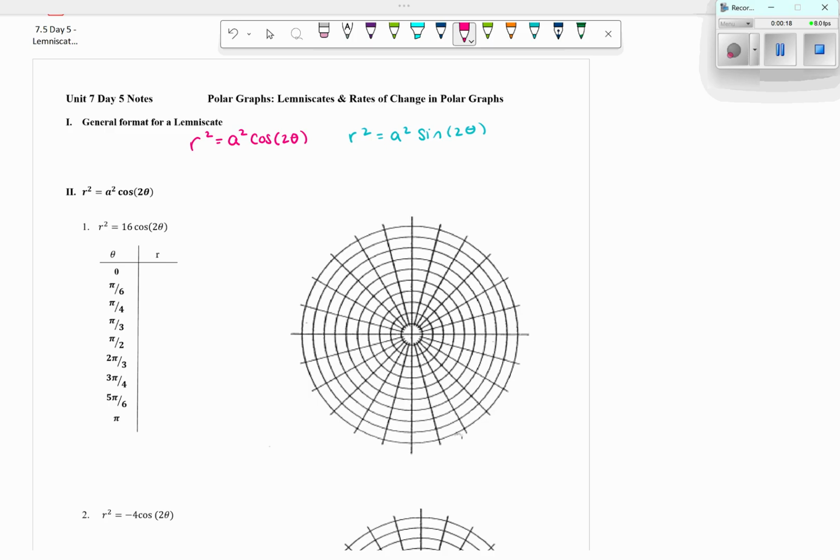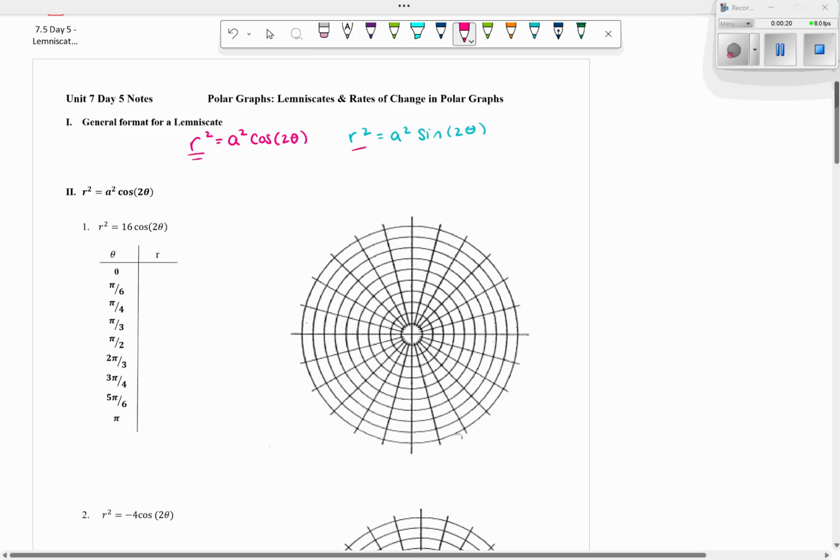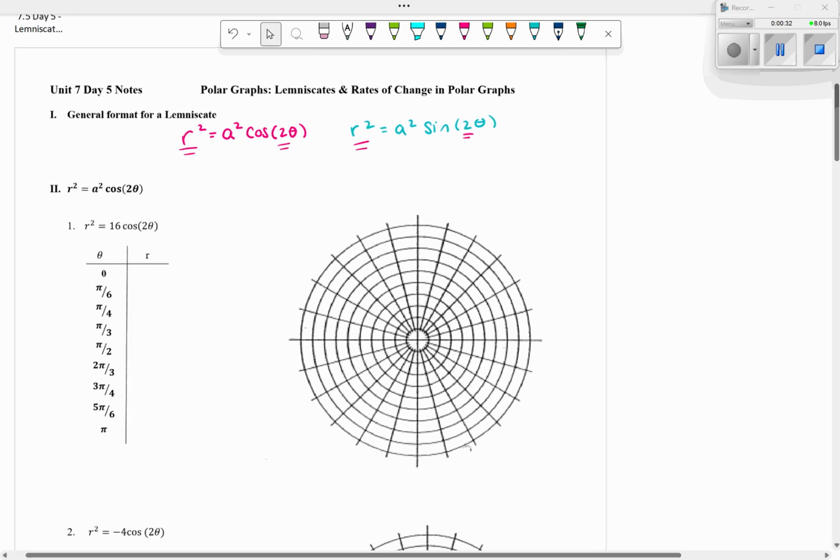It's not r equals, but it's r squared. So r squared equals a squared times the sine or cosine of 2 theta, and this will always be 2 theta here. So how do we go about graphing these? These are pretty easy to graph, and you can always plug in the points to see what the values are going to be.